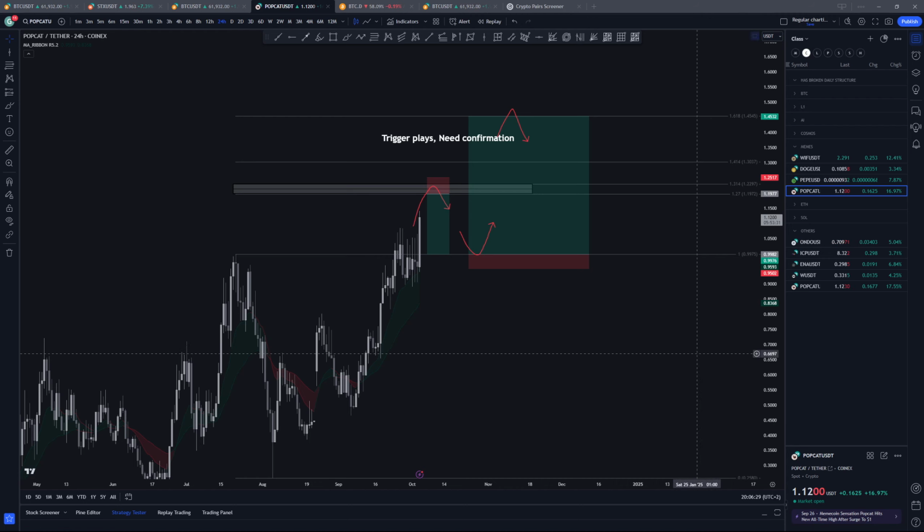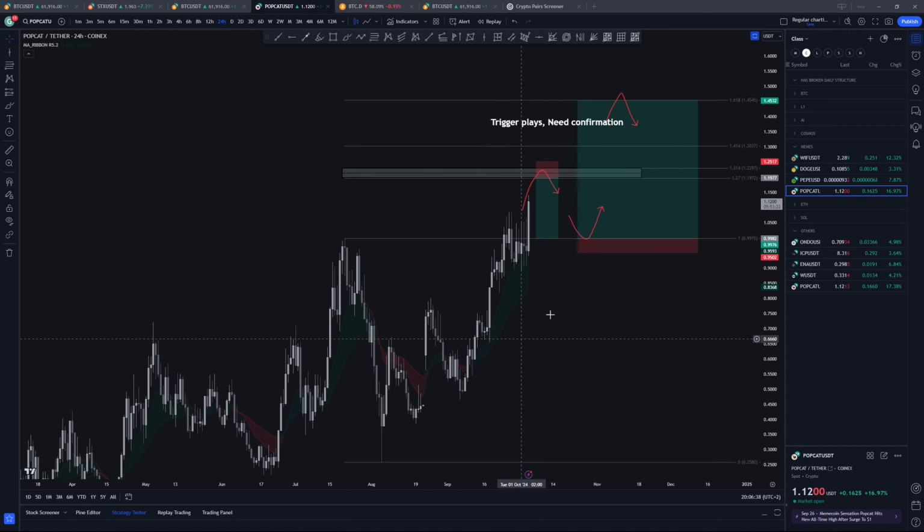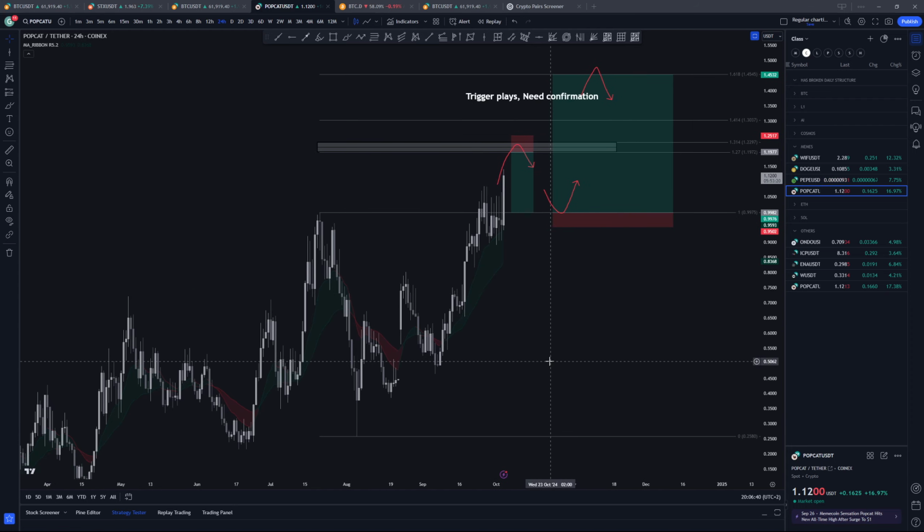Okay, let's see. I was looking at a few other coins. I was looking at, for example, Ondo. I wanted to chart Sol. Reef. I have never in my life charted Reef. We can take a look at Reef.